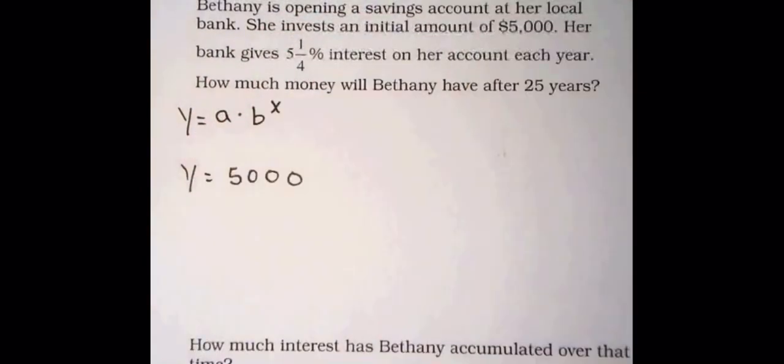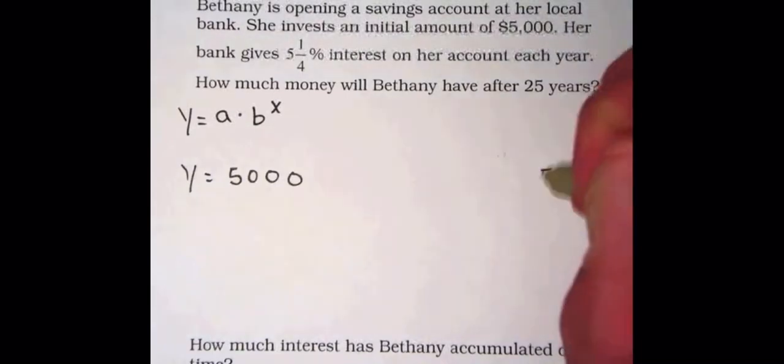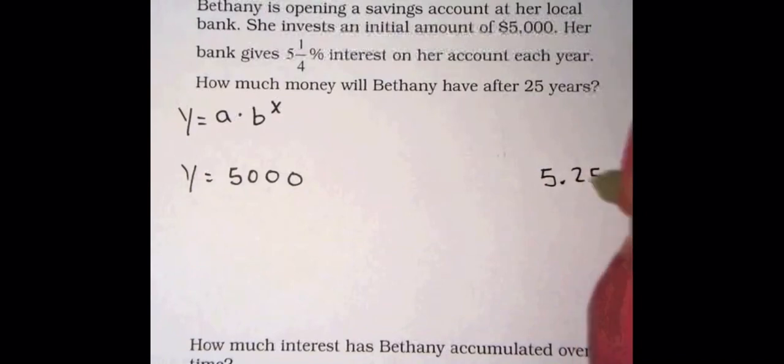Since the bank is paying Bethany interest, Bethany is earning more money each year. Therefore, this is an example of exponential growth. To calculate our growth rate, we might first want to convert 5 1/4% to a percent containing a decimal, or 5.25%.